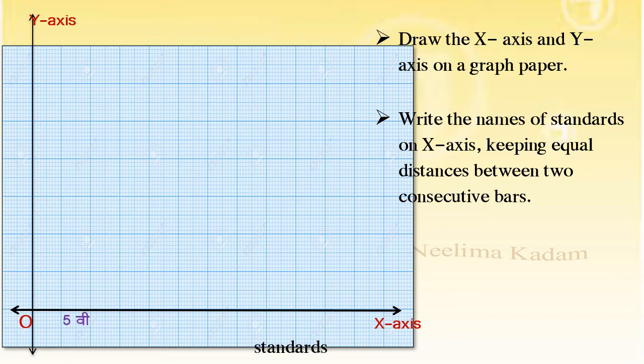So for the 5th, here how much distance? I have left 1 centimeter over here. Again we have to leave 1 centimeter. 6th standard, 7th standard and 8th standard, right? So keeping equal distances between two consecutive bars, the 5th standard bar will be here, same distance between 5th and 6th, same distance between 6th and 7th, likewise. Okay, so on the x-axis, names of standards.